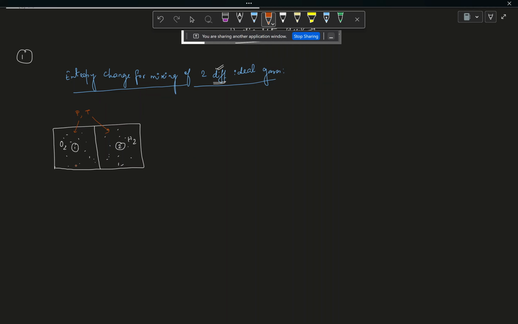Now, what other information is needed here? First of all, volume. The volumes of the two containers we take to be different, so this container has a volume of V1 and this container has a volume of V2. Similarly, the number of moles of gas in container 1 is, let's say, N1, and in container 2 is N2. In our question, oxygen was given as 2 moles and hydrogen as 3 moles. So for oxygen, N1 equals 2, and for hydrogen, which is gas number 2, N2 equals 3.